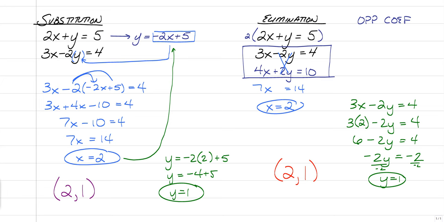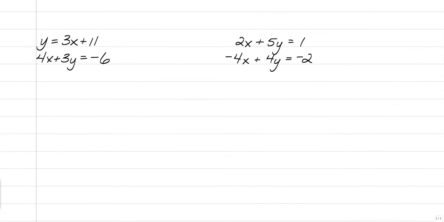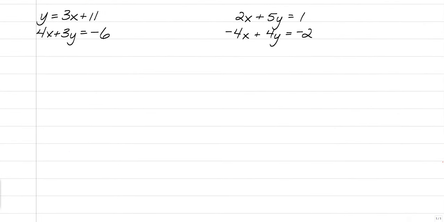So you watched me do it. Now it's time for you to pause the video, since you've already worked with these before, and try these two on your own. Again, it doesn't matter to me which way you want to do it, but as I mentioned earlier, sometimes it's easier to use a certain method. If you look at this equation, y is equal to 3x plus 11, the y is all by itself. In the other one, we don't have any variables that are by themselves, and they're not very easy to get by themselves. So the obvious choice for the first one is substitution, and the obvious choice for the second one would be elimination.